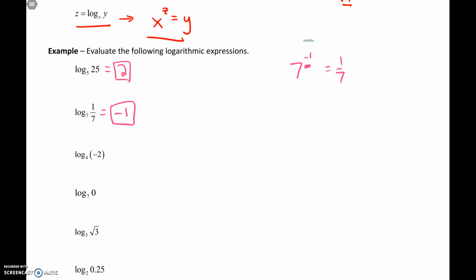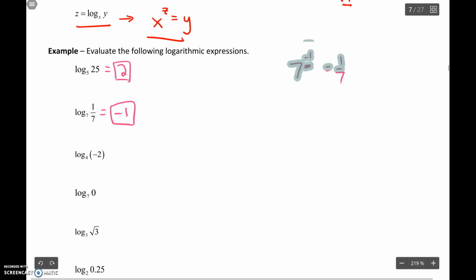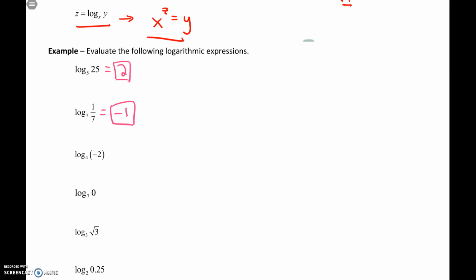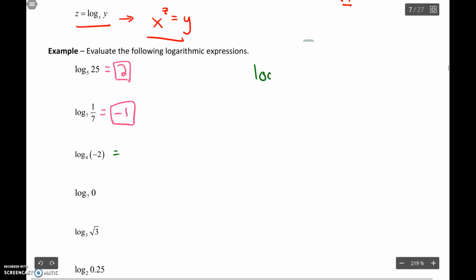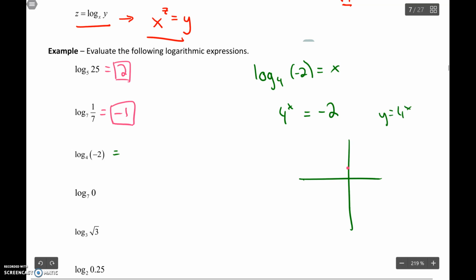Okay? What is the log base 4 of -2? Now we got some issues here. We got some problems. What is the log base 4 of -2? 4 to the x power gives me -2. Well, let's think about that exponential function y equals 4 to the x. Crosses at 1, kind of looks something like this, right?